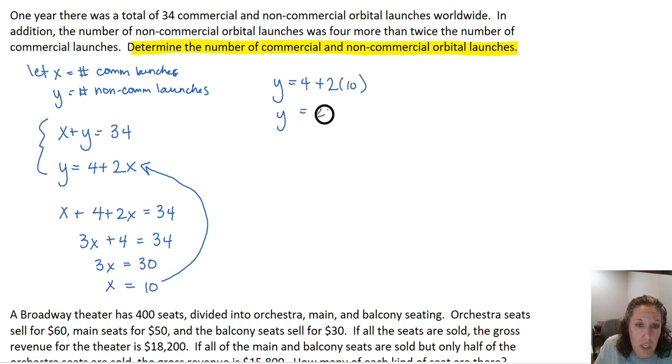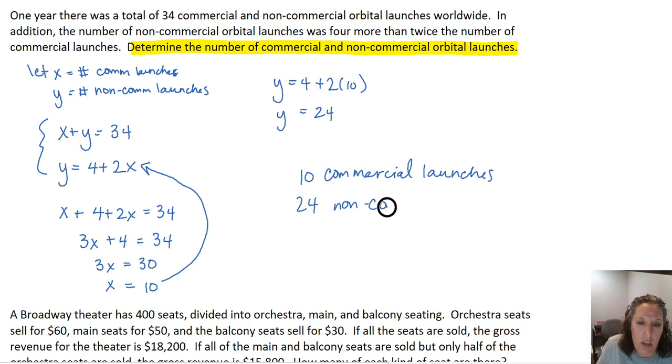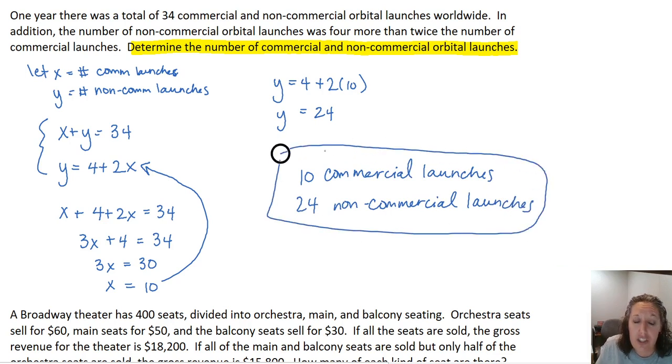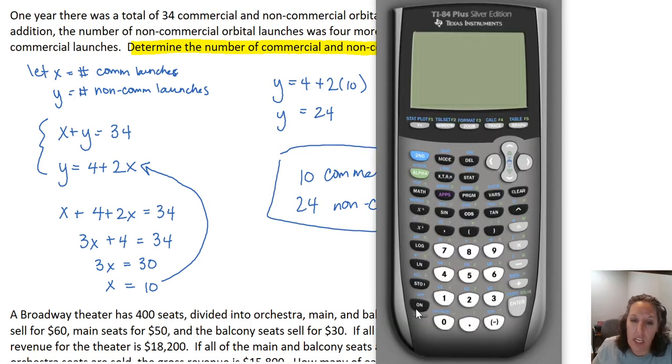4 plus 20 is 24, so that means there were 10, our x value, commercial launches, and there were 24 non-commercial launches. You can check this using your calculator, using the RREF.